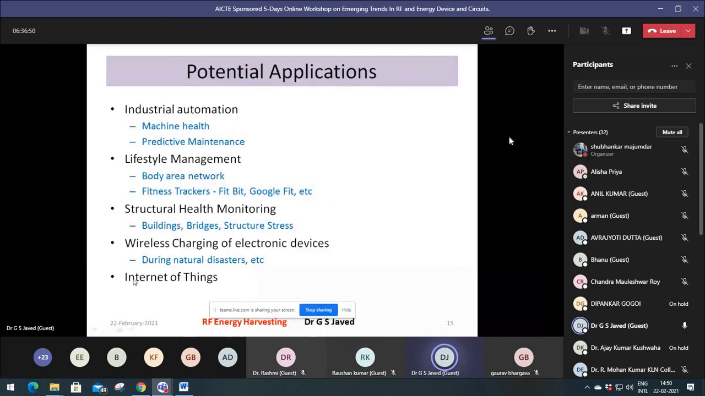And finally, the cumulative effect of all of these is the Internet of Things, where at each site you need a power source. These energy harvesters would act like a good power source. But yes, these should be ultra low power sources, and these are great applications to have a look at.